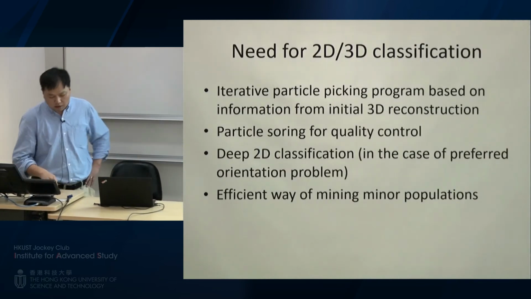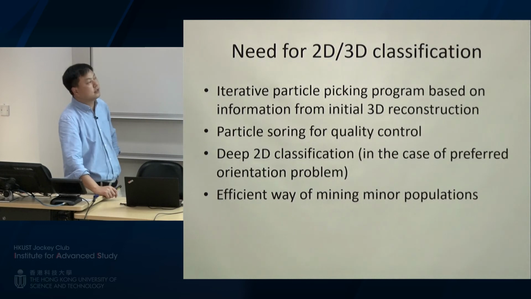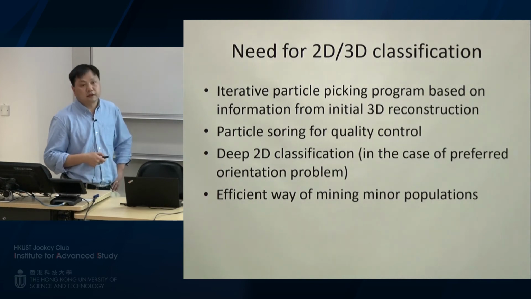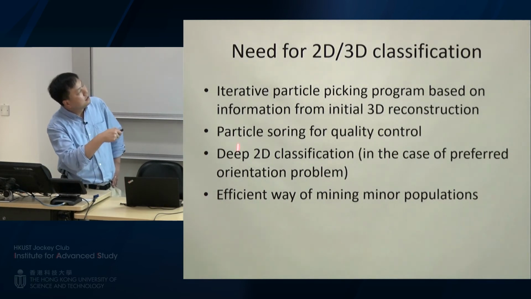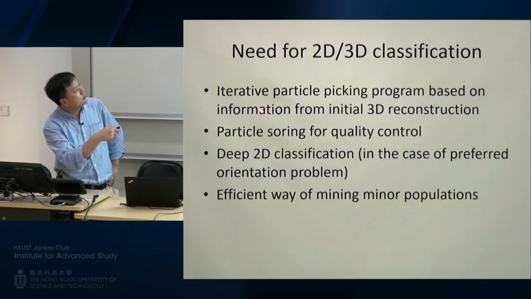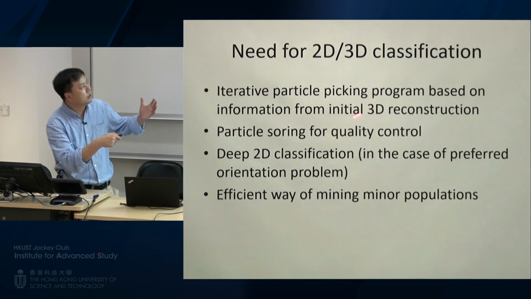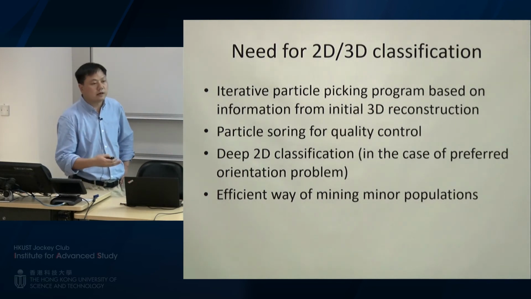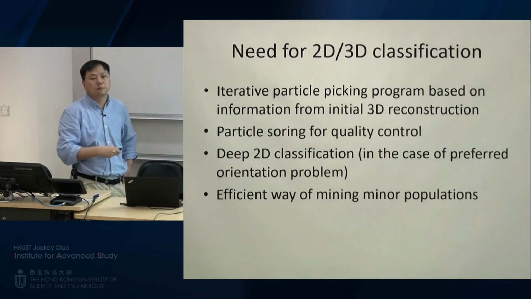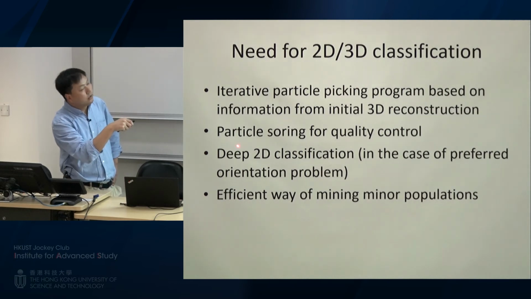Although there has been progress in software for doing this, for example RELION, there are many difficult situations. So we definitely need mathematicians to come in and generate new tools for us. For example, we probably need an iterative particle picking program, based on information from the initial 3D reconstruction. Then it can read the structure information from the 3D model and go back to the beginning to pick particles again. Then we will need a very easy method for particle sorting.